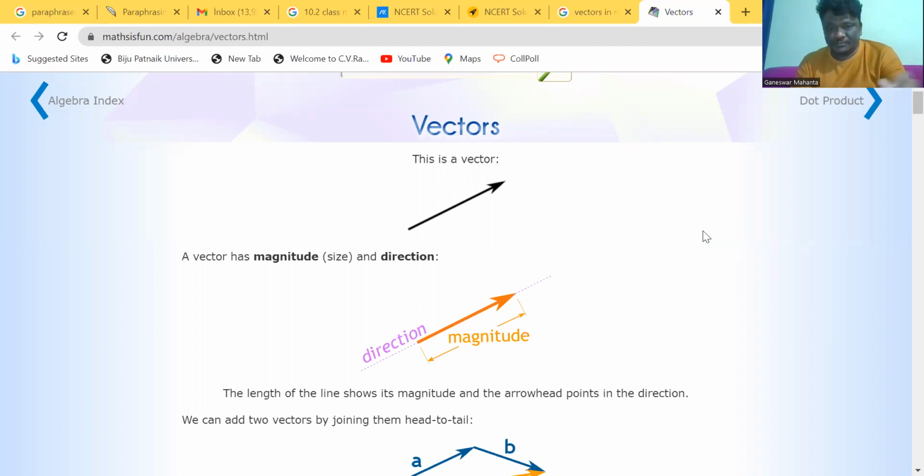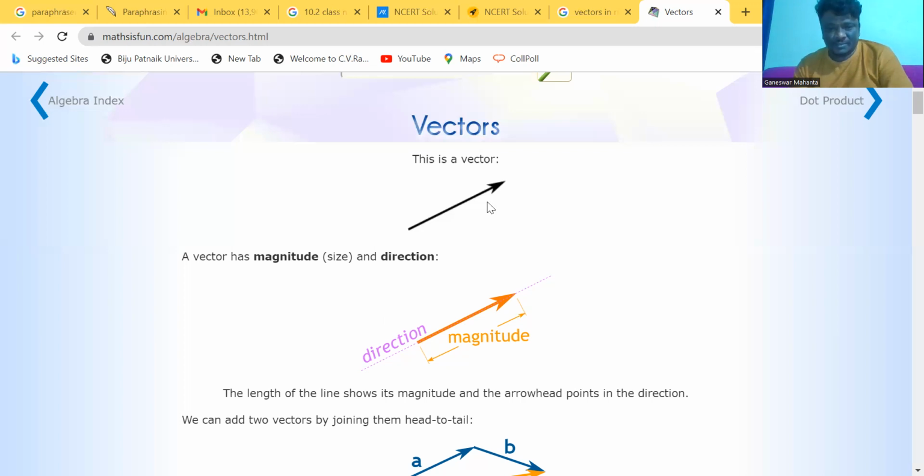A vector has a magnitude, that is called size, and a direction. Magnitude as well as direction is called a vector. Here we have seen the figure: this is the direction, and this part is called the magnitude. Magnitude as well as direction is called a vector.